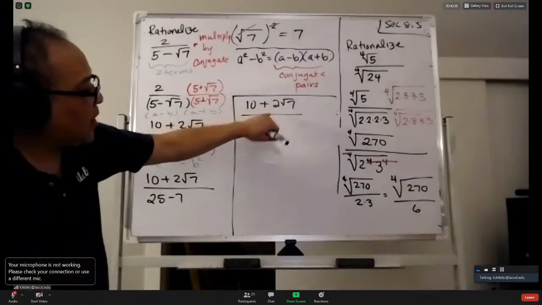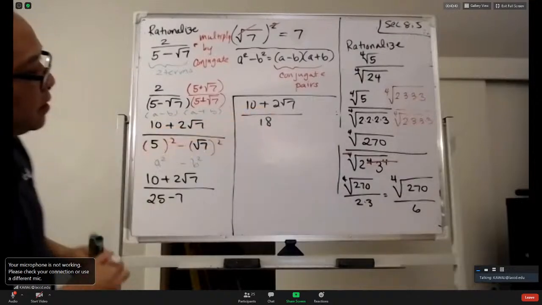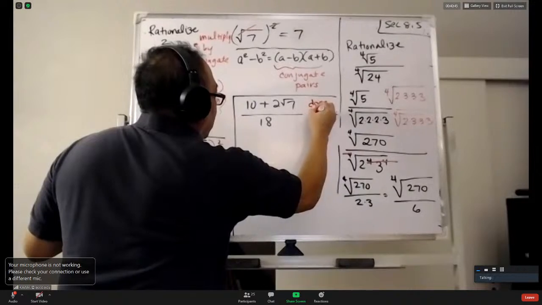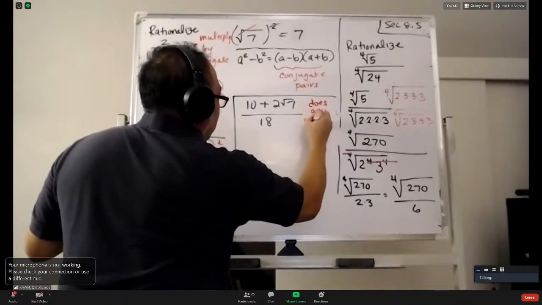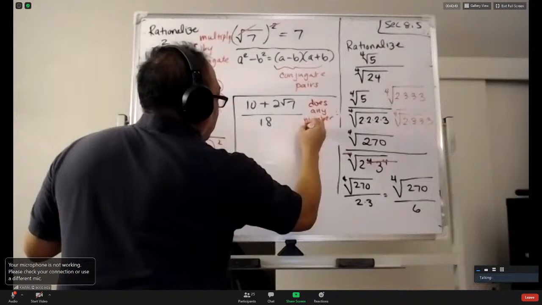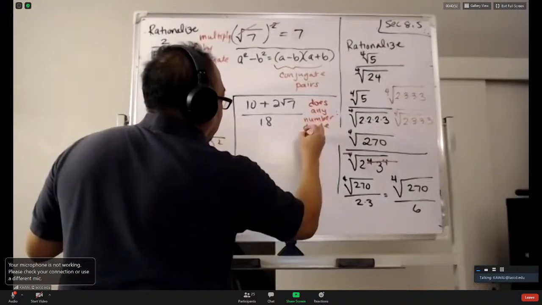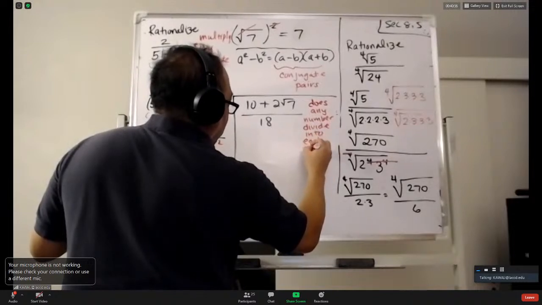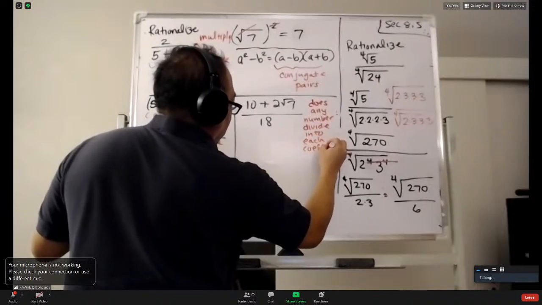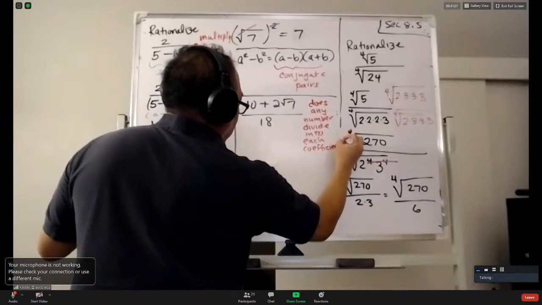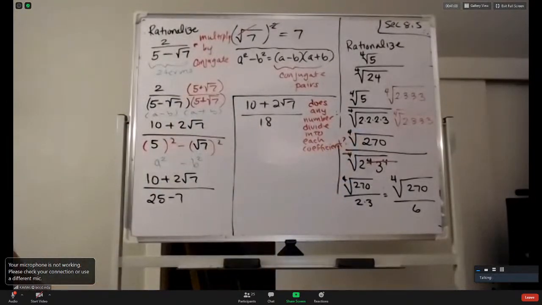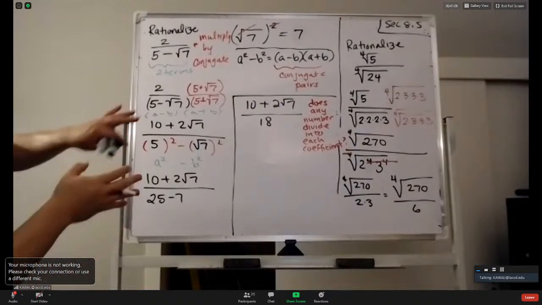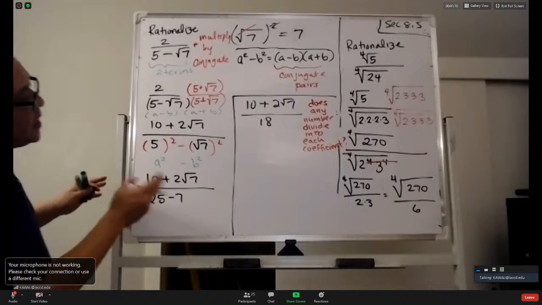Does any number divide into every coefficient? So let me write that down. Does any number divide into each coefficient? And the answer is yes. It doesn't always. You don't always get the situation where something divides into everything. But in this case, we do.